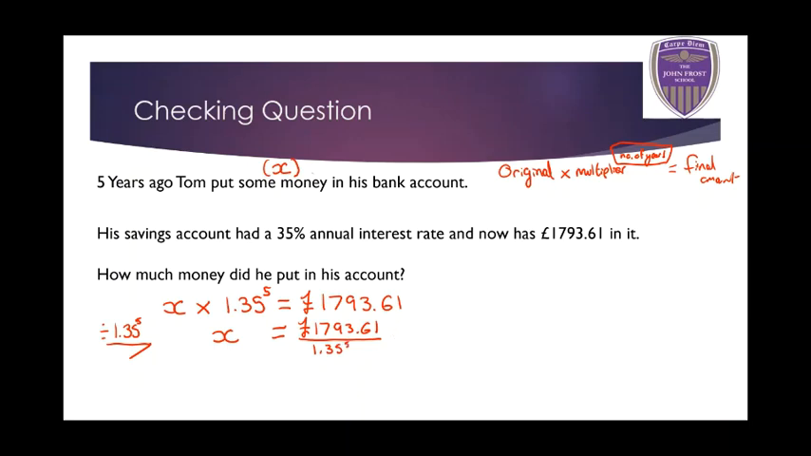And that is equal to, simply get your calculators out, 1793.61 divided by 1.35 to the power of 5. And you would get £399.99, 399.999. If we round that to 2 decimal places, that would be £400. It'd be £400 and 00 pence because it's to 2 decimal places.